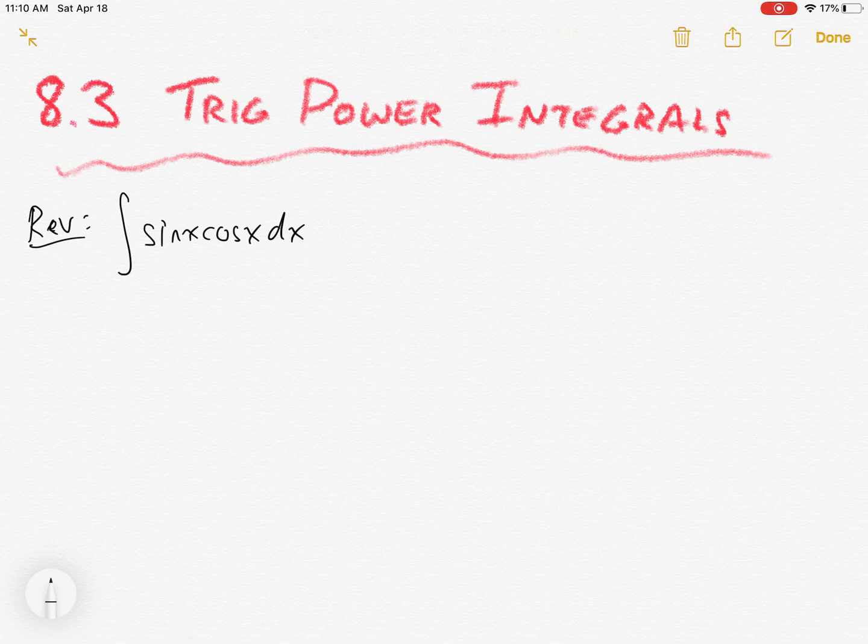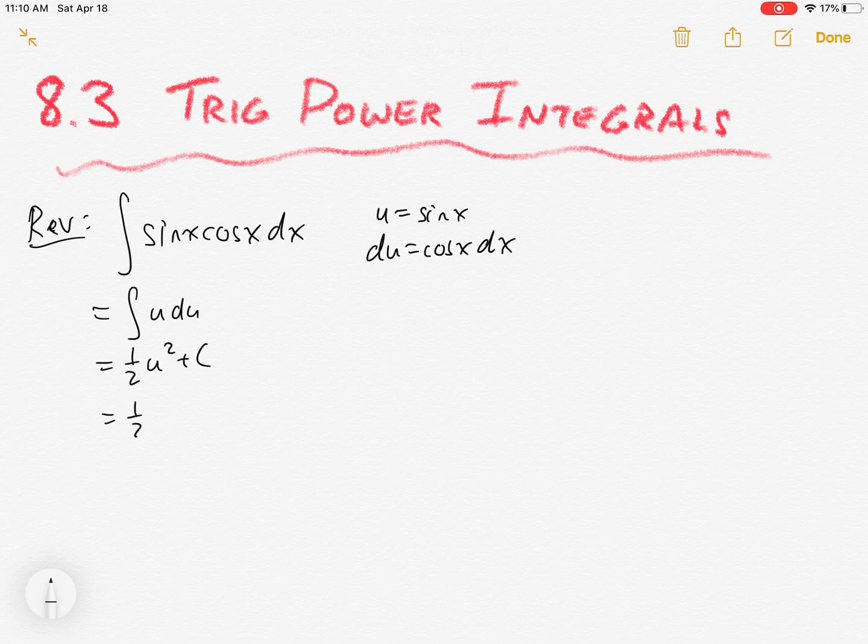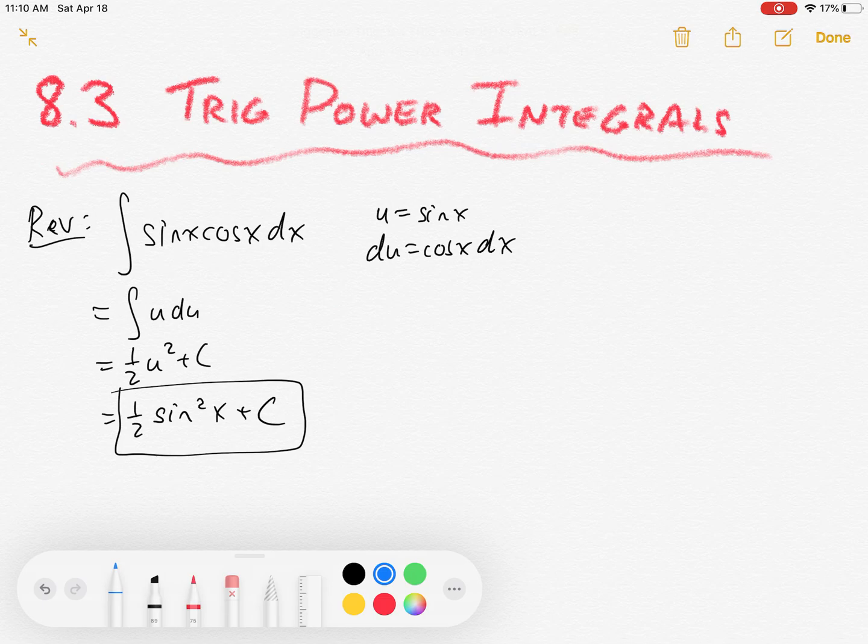Remember how to integrate sine x cosine x dx. We can't multiply these, so we have to use substitution. It really doesn't matter what we let u be in one like this. Let's just let u be sine x, and then that would be du. So this just ends up being the integral of u du, 1/2 u squared plus c, or 1/2 sine squared x plus c.